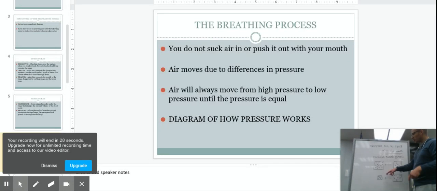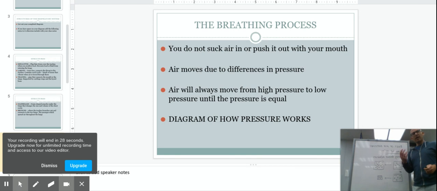Basically we change the size of the box. If both of these have 7 molecules of air inside them, if I make this box smaller, the air pressure goes up because they're in a more confined space. They bump into the sides more, they're moving around and hitting the sides, creating that pressure. This is how it works with our lungs: we change the size of the box, making it smaller or bigger to change the pressure relative to the air outside.